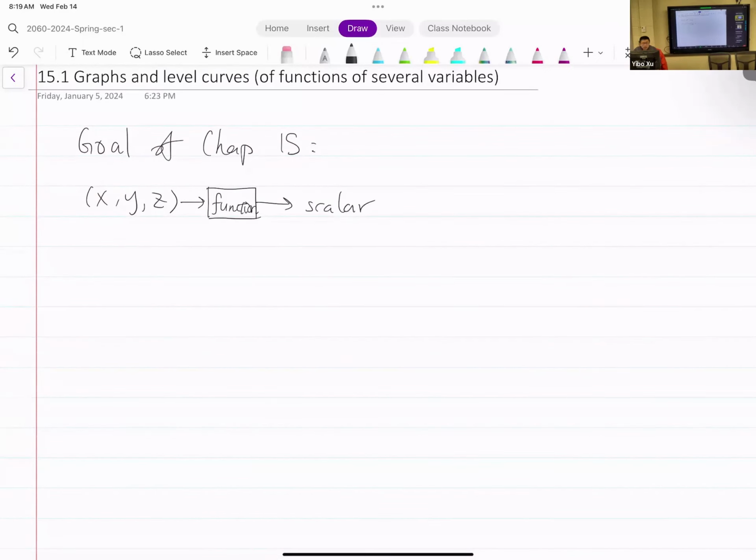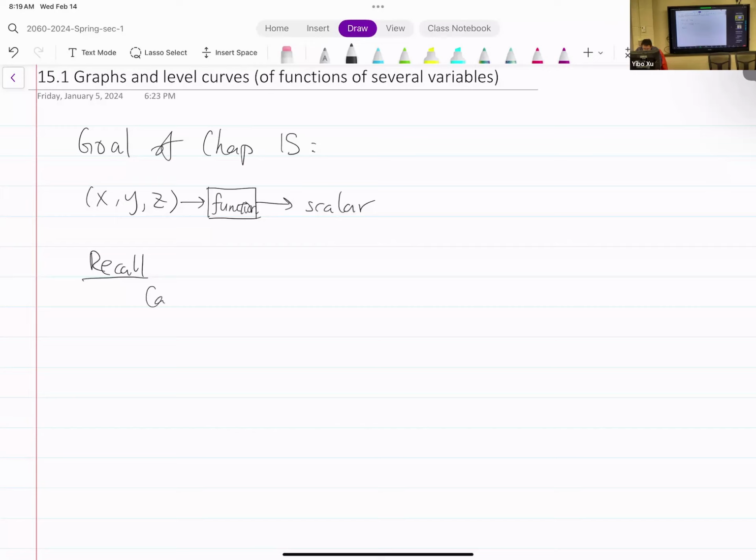And of course, when you think about it, then we want to establish the derivatives. So that's going to be the partial derivatives, and that's this chapter. And of course, the applications of this topic. Okay. So recall.